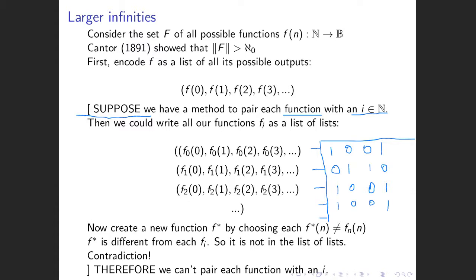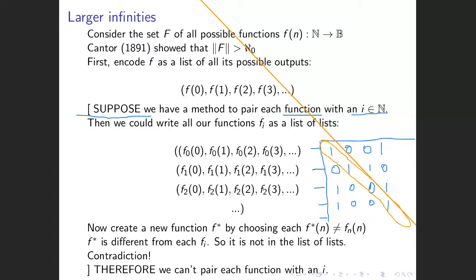Has anyone seen this before? Anyone know how to do this? No? Okay, so this is called the diagonal argument, or Cantor's diagonalization argument. We're going to create a function like this. We're going to take the diagonal of this matrix.